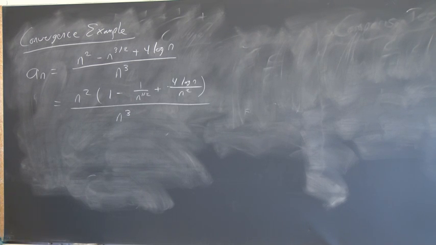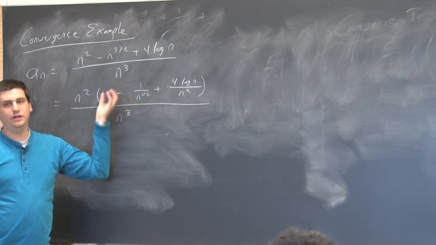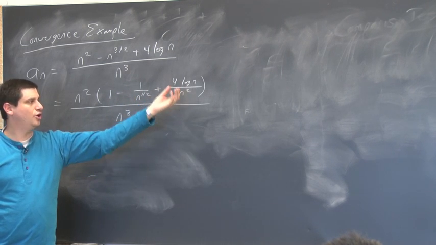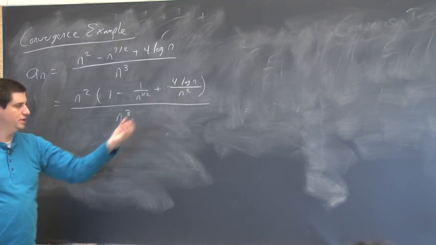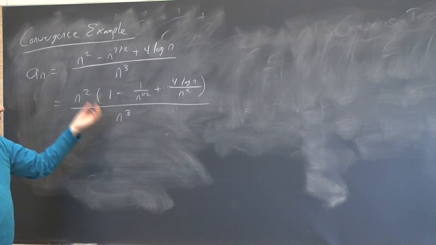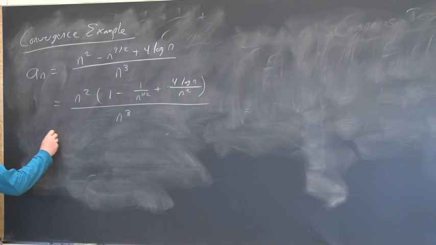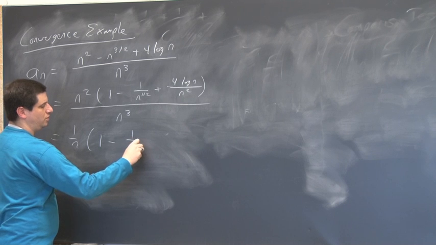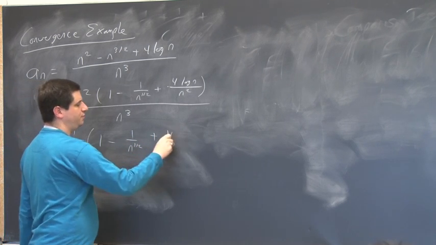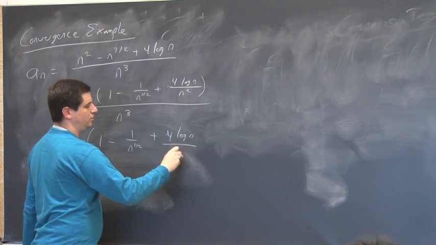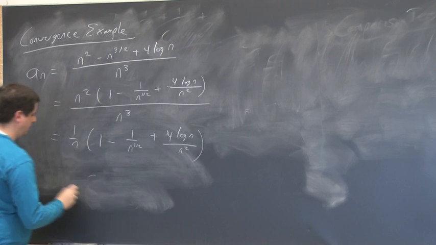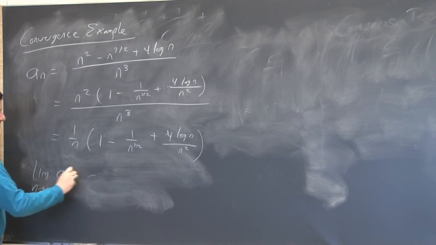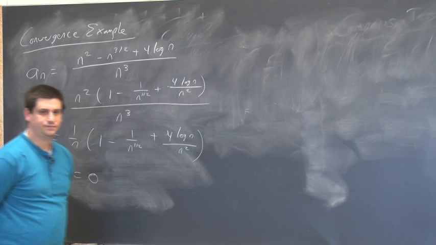As n goes to infinity, this term over here goes to just 1. 1 over square root of n goes to 0. Log n over n squared goes to 0. The denominator is going to look like n cubed. We have n squared over n cubed. So this is going to look like 1 over n times (1 minus 1 over n to the 1 half plus 4 log n over n squared). And so the limit as n goes to infinity of a_n will just be 0.